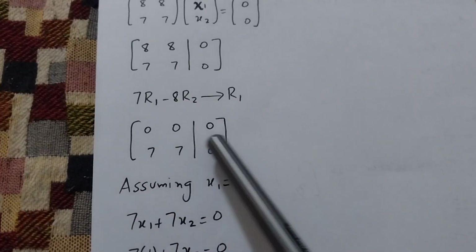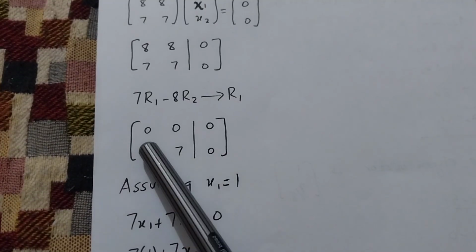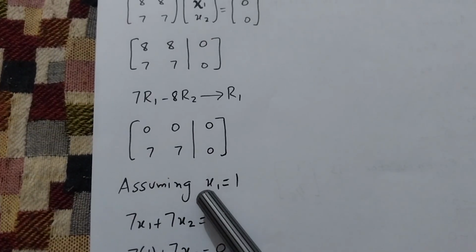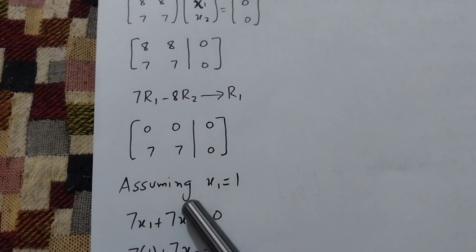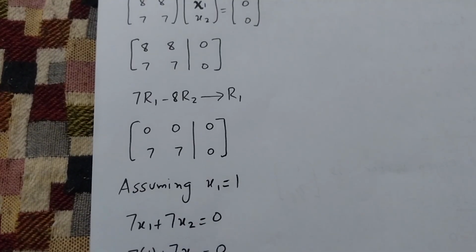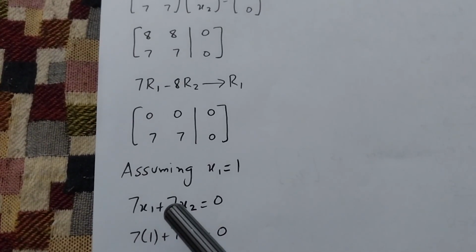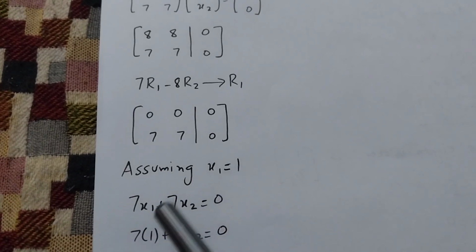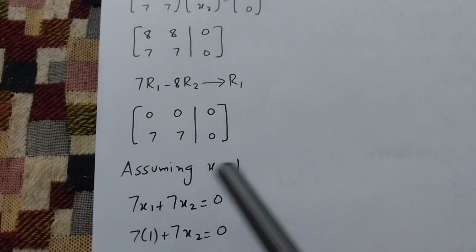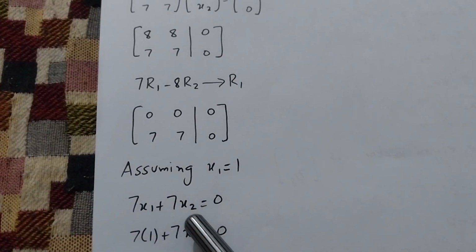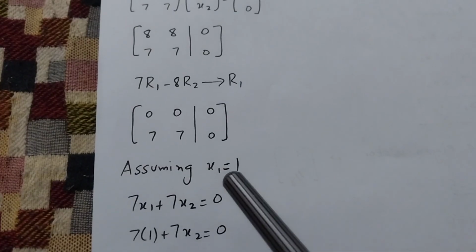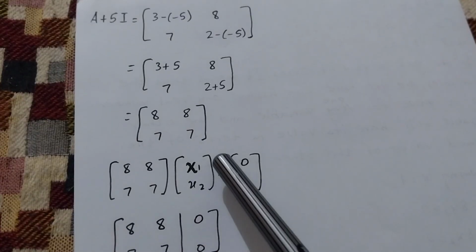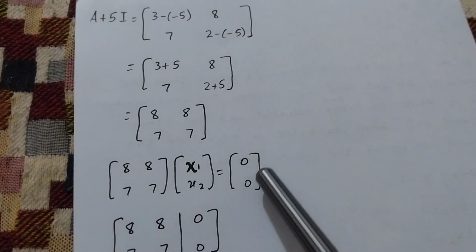So this row of zeros indicates that we have a free variable, and we can assume x1 to be 1 for our ease. We can take any real value, but for ease we take 1 as our assumed value. So assuming x1 is equal to 1, we get the equation 7x1 plus 7x2 is equal to 0, when we multiply this row 7 and 7 with this column x1 and x2. 7x1 plus 7x2 equal to 0.